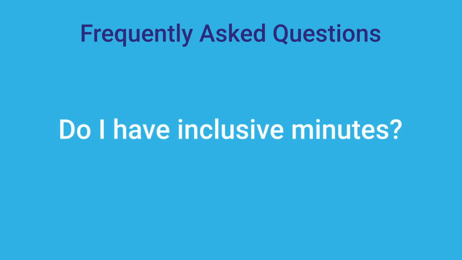Do I have inclusive minutes? Yes, you can have up to 2,000 UK geographic landline and 2,000 UK mobile minutes per user per month, which are aggregated across your account. So this means that you're pooling all of your minutes together across your account. So you may have one user that uses more than their allocation and another that uses well under, and that's absolutely fine because they're all pulling from one pool of minutes.